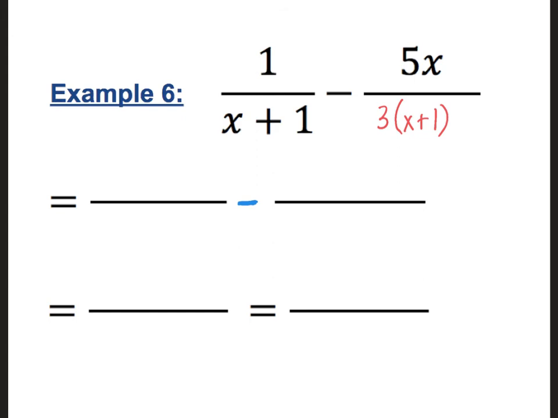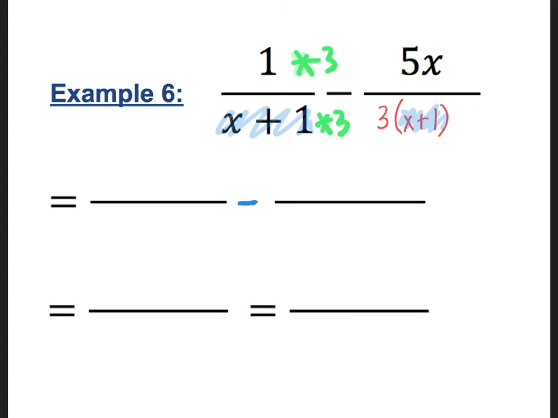All right, so what I need to do is make sure that my denominators match. Well, I notice that the first one has x plus 1. I notice the second one has x plus 1 as well. But what is missing is that 3 out front. So I need to multiply the top. Sorry, I'm struggling today. I need to multiply the top by 3 and the bottom by 3.